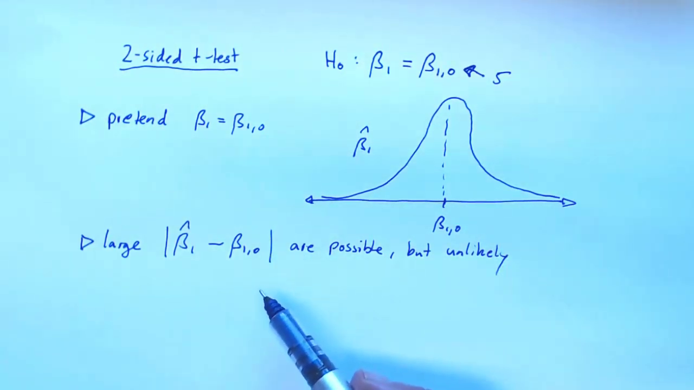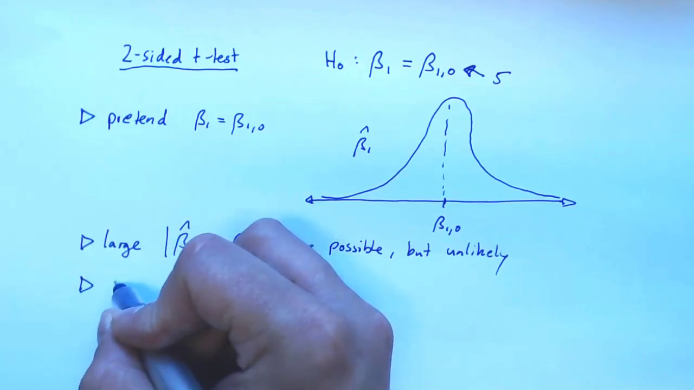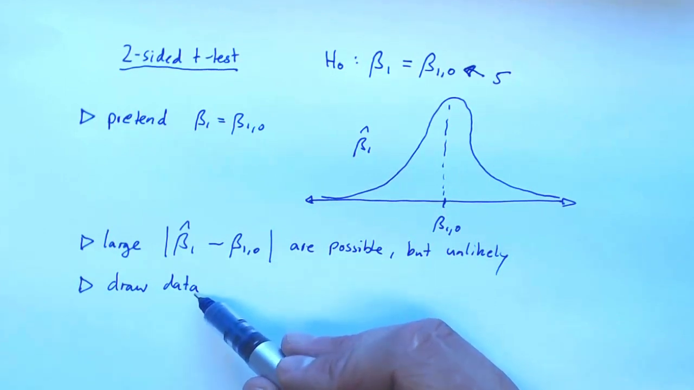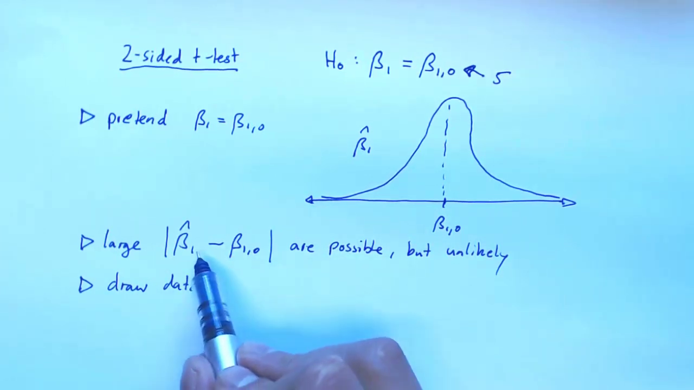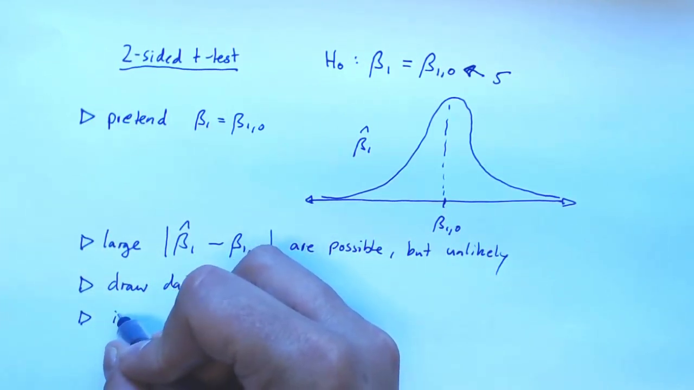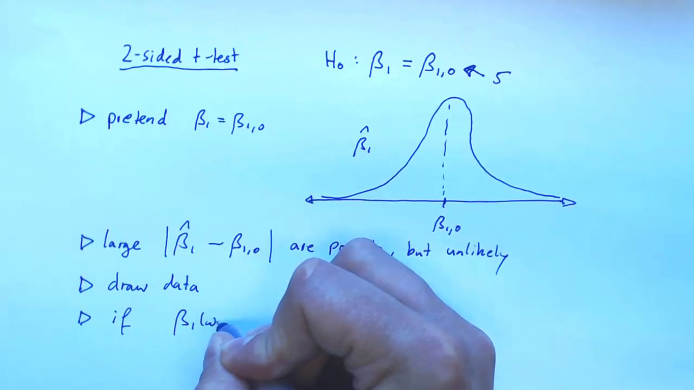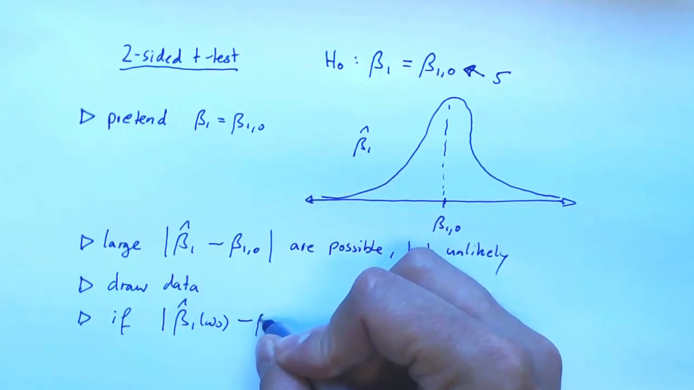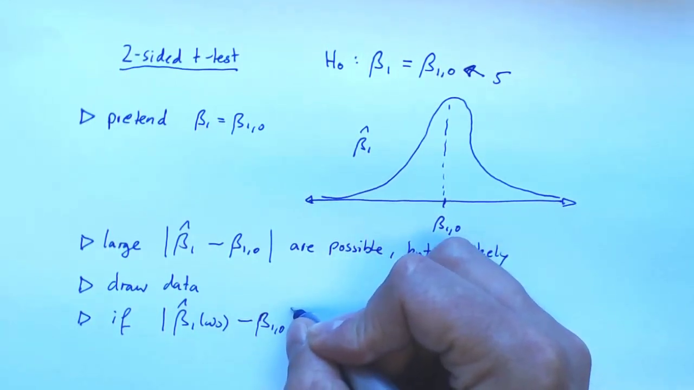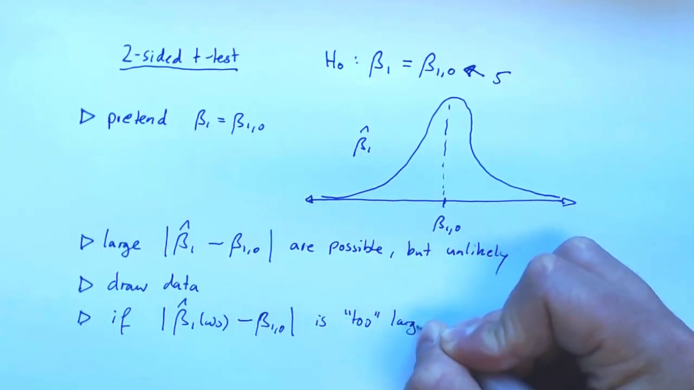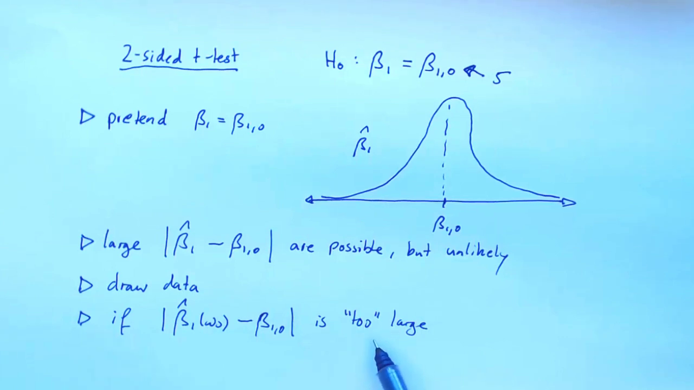So now, once we draw data, obviously, we have our sample and we can actually compute this distance. We look at the distance between our estimate and the hypothesized center of the distribution. And if that is too large, and we'll be more precise about what too large means in a second.